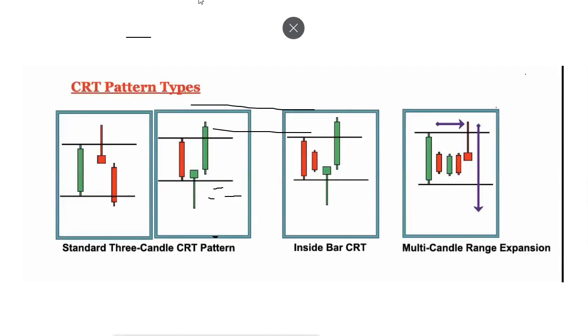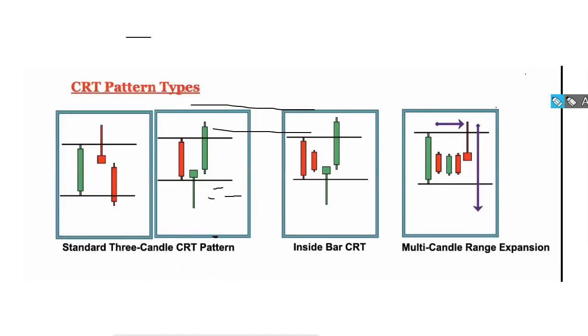So moving on, we're going to the CRT patterns and type. So we have three CRT patterns. We have the standard three candle CRT pattern, it's just a three bar pattern. Then we have the inside bar pattern. The inside pattern is not going to be three candles. It can be four, it can be five. It depends.